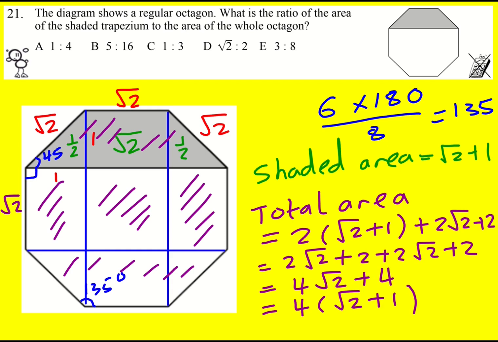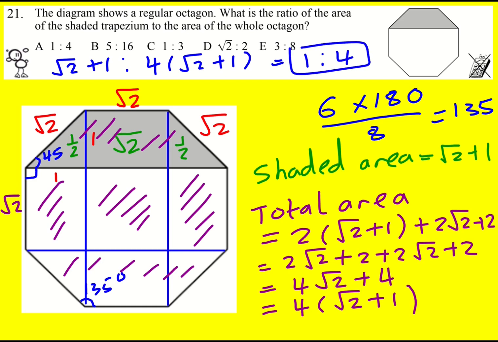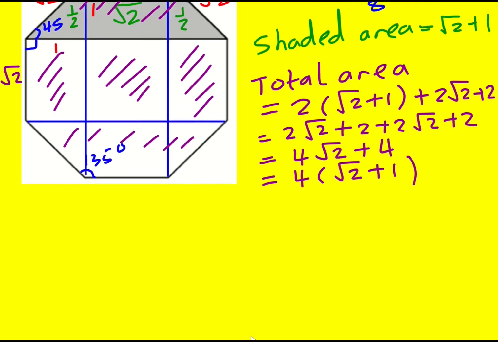Which means when it comes to finding the ratio of the area of the shaded trapezium to the whole area, although it looks awkward at the moment, we can just divide through by this root 2 plus 1, and it's simply going to give 1 to 4. Neat. That's a really good way of doing it. I'm going to show you the way that I did actually.